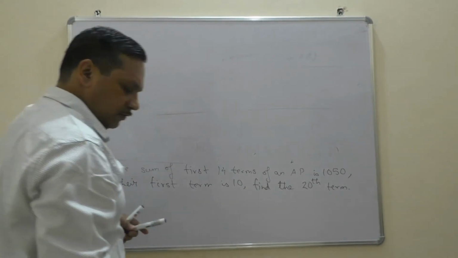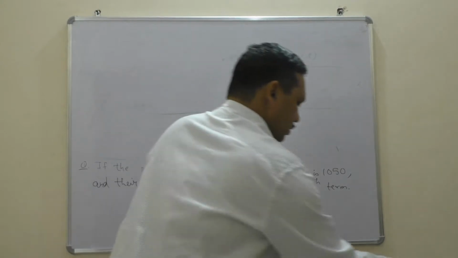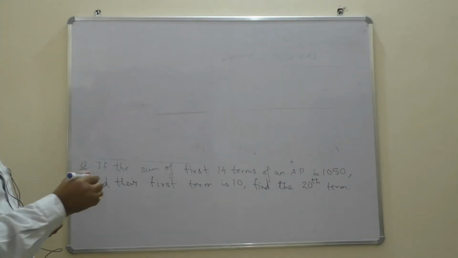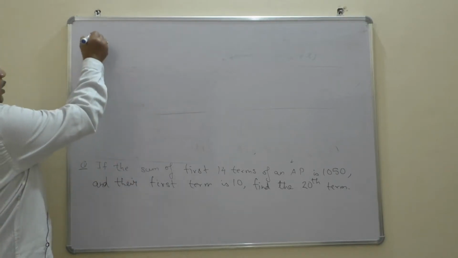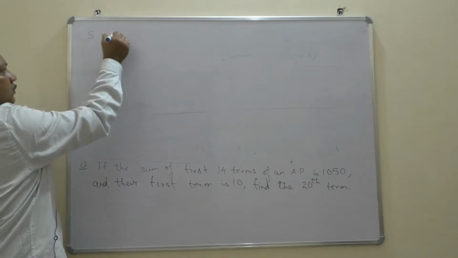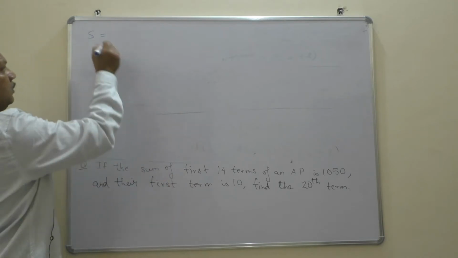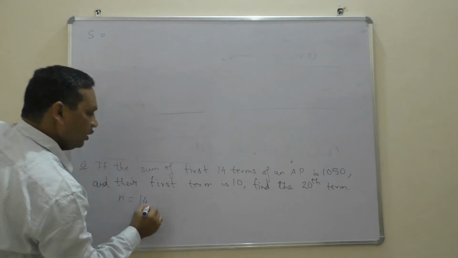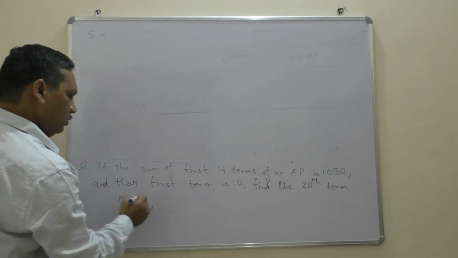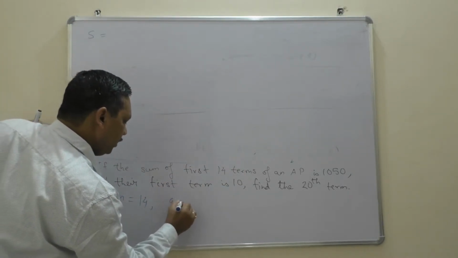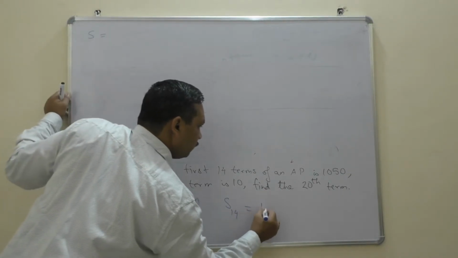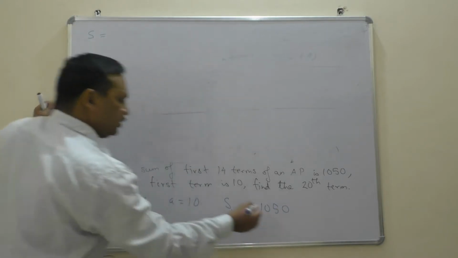See, the question is, if the sum of the first 14 terms of an AP is 1050 and the first term is 10, find the 20th term. Now what is S? And n is here. What is n? 14. Clear? And what is the first term? 10. a is equal to 10. And the sum of the 14 terms, S14, is 1050. So we will put this here.